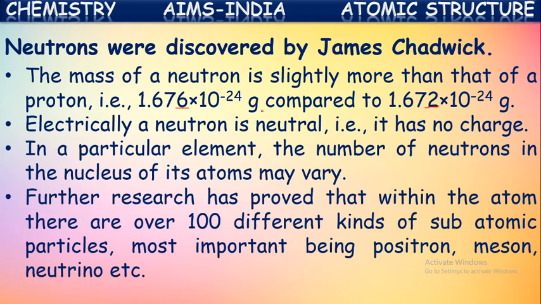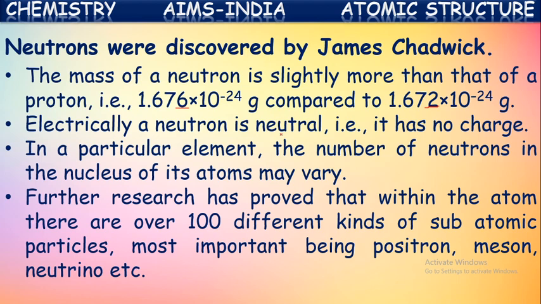Further research has proved that within the atom, there are over 100 different kinds of subatomic particles, the most important being positron, meson, neutrino. Actually, we have seen till now about electrons, protons, neutrons which are present inside the atom. But not only these three particles are present inside the atom. Along with these, around 100 different kinds of particles are present. These are all called subatomic particles. But out of these, these three particles are much more stable. That is why they are specially called fundamental particles. Electrons, protons, neutrons are called fundamental particles.